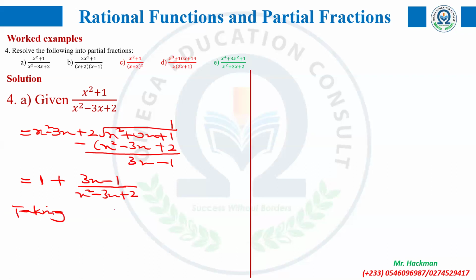So taking now your (3x minus 1) all over your x squared minus 3x plus 2, this is what we are going to get. So at this point, this is proper, so we need to write the identity of this. And once it's proper, you come to the denominator. It's quadratic, which possibly is factorable. So let's see if you can factorize the denominator.